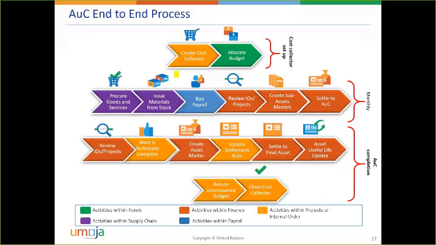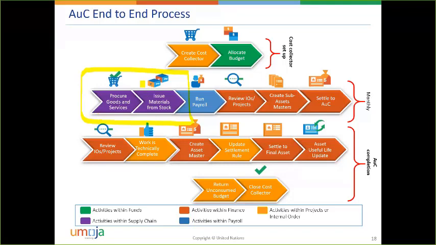So you see here on the screen, you see a lot of steps. This is the end-to-end process for asset under construction. You see the creation of the cost collector. This is the project that is done by engineers. Then there is funding, which is done by budget officers, allocate budget. And then here in purple, and I hope this is purple because I'm sorry, I'm a bit colorblind, you have procure goods and services and issue materials from stock. This is while we are building. And then the payroll if we are using staff to build. And then all the orange steps that you see later will be for fixed asset accounting, either property management FA 15 or FA 16 from finance. Now, during this process, this part is very important.